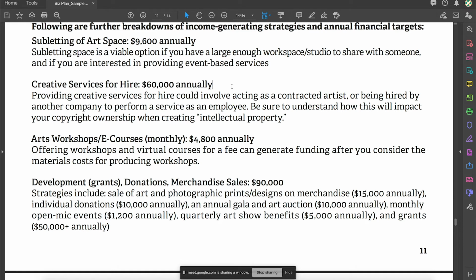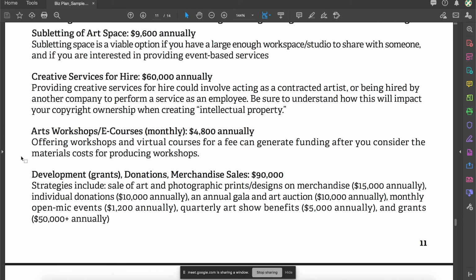Whether that be video, or doing copy editing, copywriting, that kind of thing is always a very, very stable way of making money as a working artist. And then doing workshops or e-courses, anything that's online nowadays can also be monetized. So, you can make money that way by teaching. And then, of course, this right here.